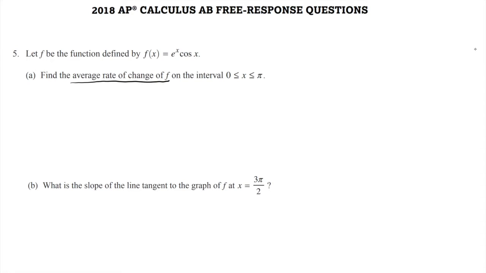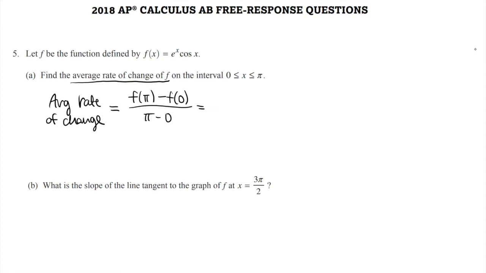Okay, so notice this says average rate of change, not average value. Those are different. For average rate of change, we're just looking for the slope between the endpoints of this interval from 0 to pi. So the average rate of change is going to be this slope. Remember, slope is rise over run. Our change in y value is going to be from f of 0 to f of pi, and on our x's, we have pi minus 0.